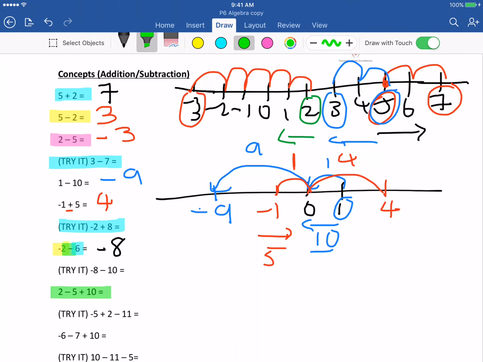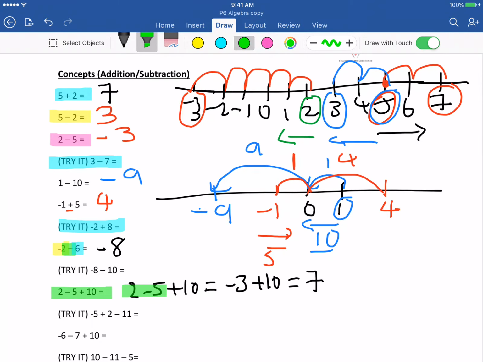2 minus 5 plus 10. So I work it out first. 2 minus 5 plus 10. So for this question, what I do is I do 2 minus 5 first. So what's 2 minus 5? The value of 2 minus 5 is equal to negative 3 plus 10. So what's negative 3 plus 10? Using the number line, it equals 7.